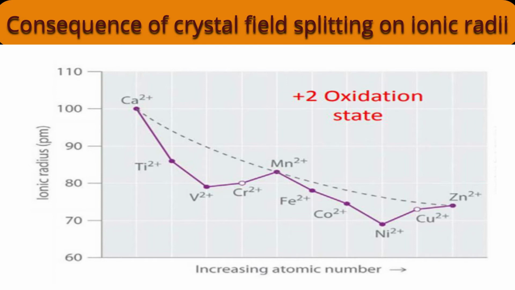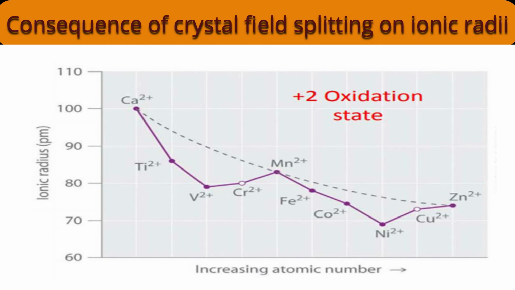Then see the next element, Ni+2. D8 is the electronic system. If I split that, t2g6 eg2. Compared to cobalt+2, one more electron is added in the t2g orbital. Because of that, repulsion is not there. On the other hand, because of the increase in the nuclear charge, the size of Ni+2 decreases. So among the second half ions, Ni+2 is the smallest.